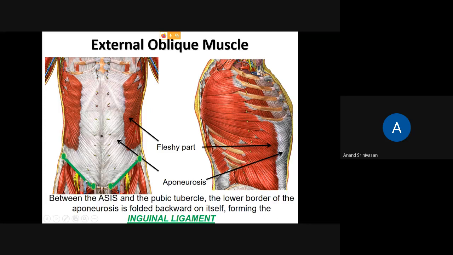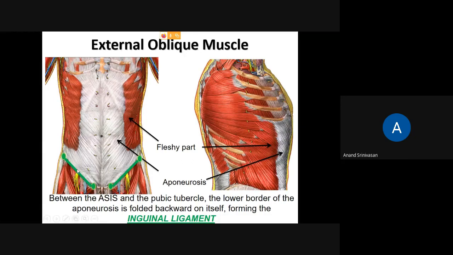Now this ligament, where is it coming from? This ligament is a part of the external oblique aponeurosis. So the external oblique aponeurosis, in the lowermost part, will be folded.